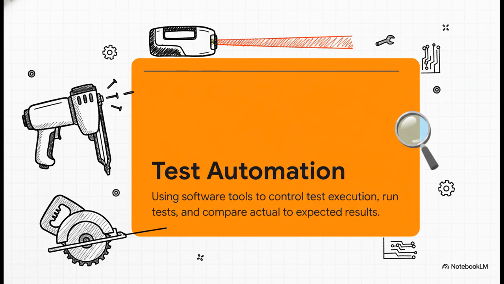So, what are these power tools in the software world anyway? Well, that's what we call test automation. It's really just using specialized software to run your tests automatically. And this is the crucial part. Compare the actual results to what you expected them to be. These are the nail guns, the power saws, and the laser levels of our software construction site.